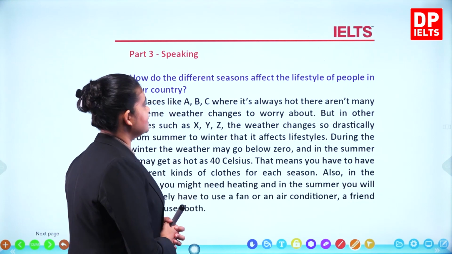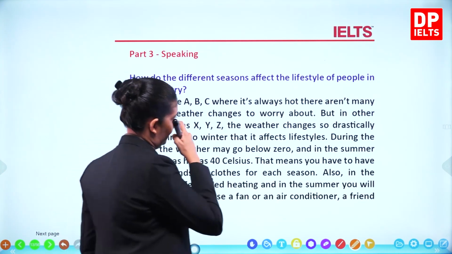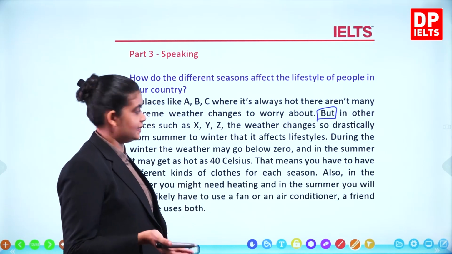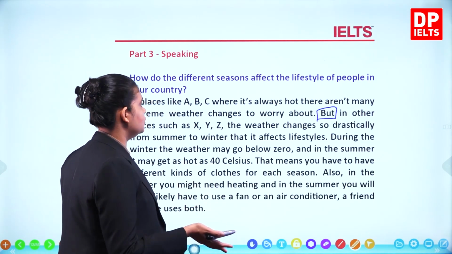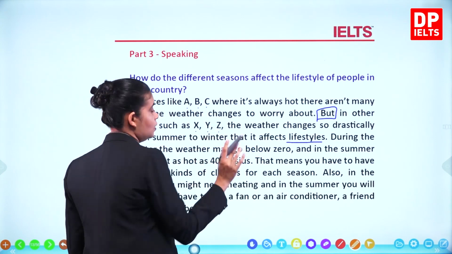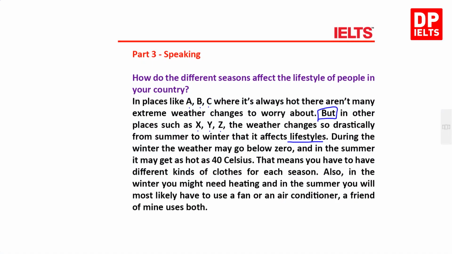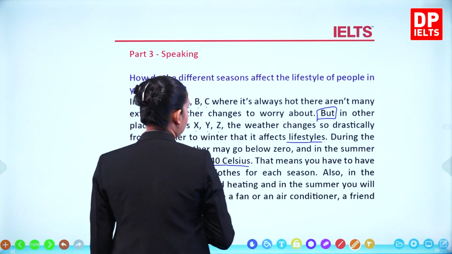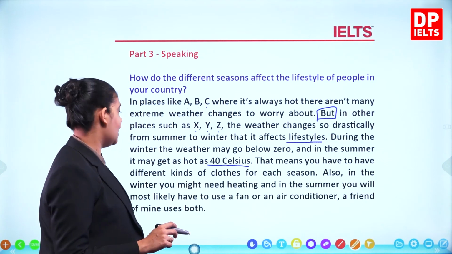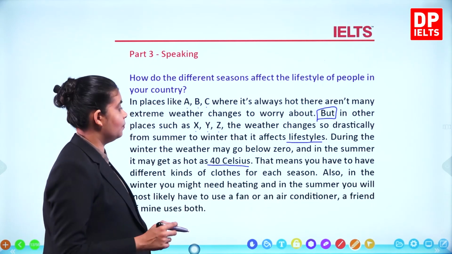So in places like ABC, where it's always hot, there aren't many extreme weather changes to worry about. But, so that's a linker, in other places such as XYZ, the weather changes so drastically from summer to winter that it affects lifestyles. Now I have put ABC, you can pick and choose the areas you want to name. During the winter, the weather may go below 0, and in summer it may get as hot as 40 Celsius. That means you have to have different kinds of clothes for each season. Also, in the winter you might need heating, and in the summer it is most likely that you might have to use a fan or an air conditioner. A friend of mine uses both, right?